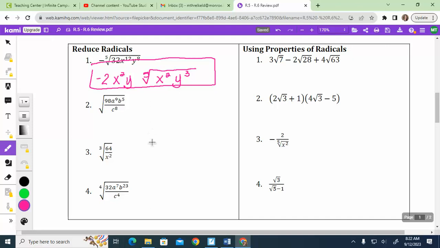Second one, square root of 98. Can we do the square root of 98? Okay, so we need a perfect square that goes into 98. What would it be?